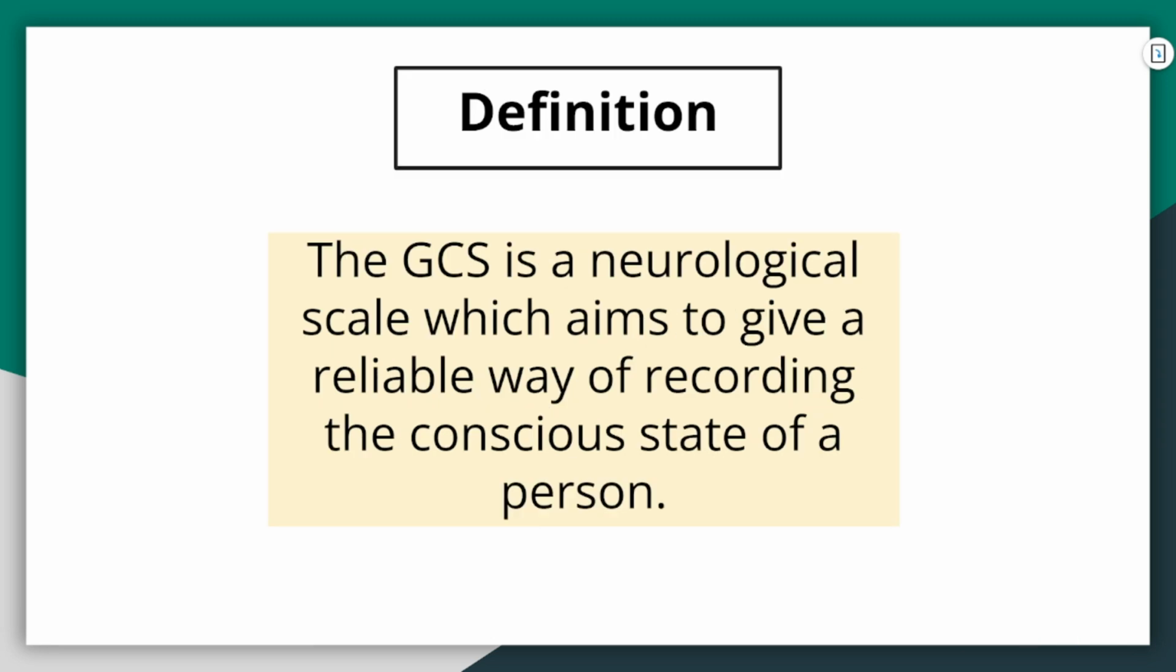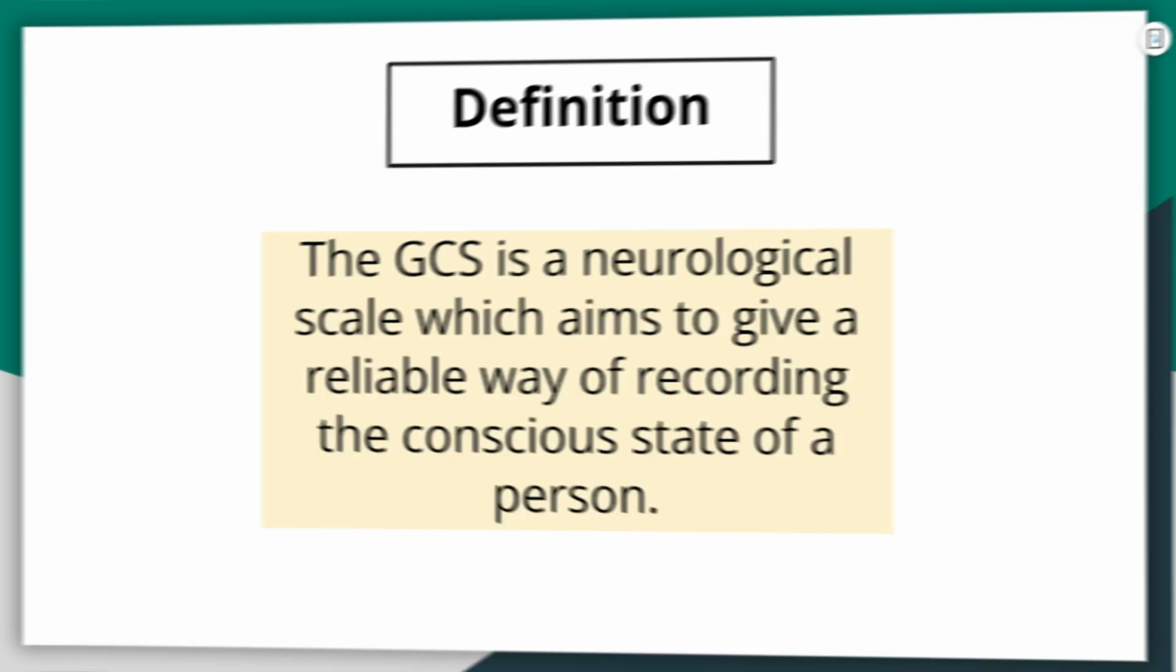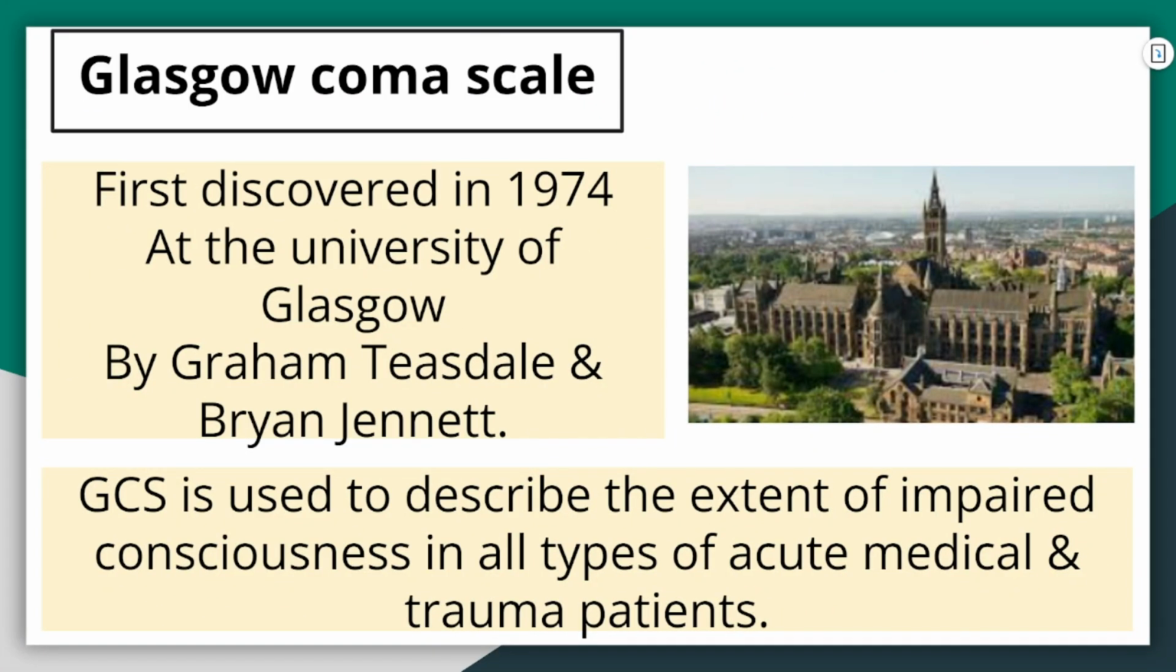So by definition, the GCS is a neurological scale which aims to give a reliable way of recording the conscious state of a person. Experts at the University of Glasgow in Scotland developed the GCS in 1974. Despite coma being part of the name, the GCS sees much wider use in medicine today.